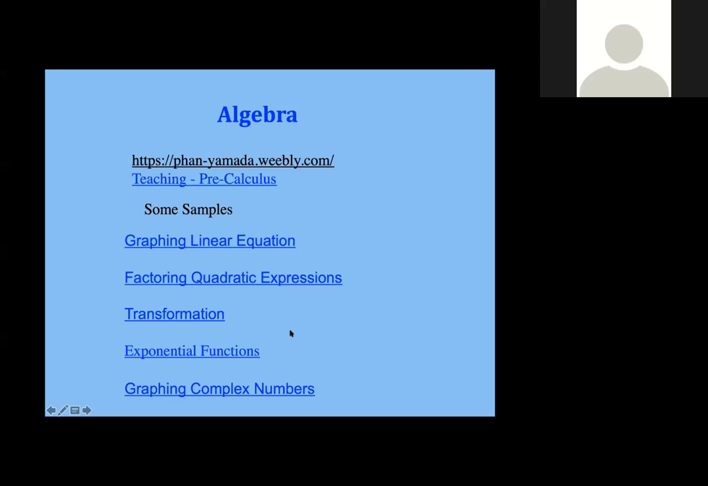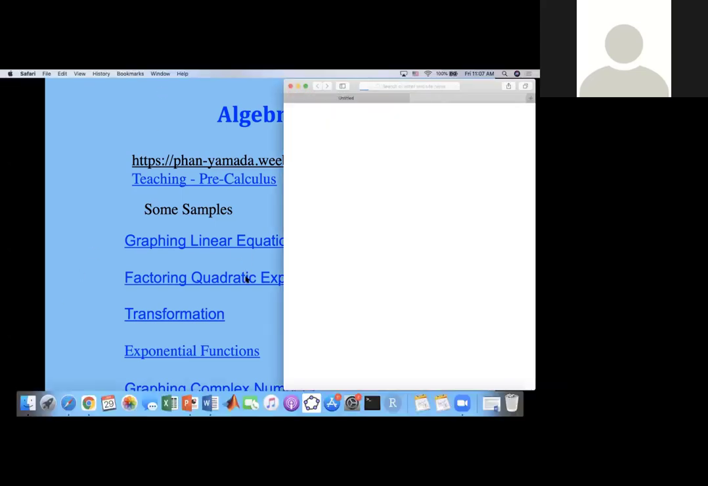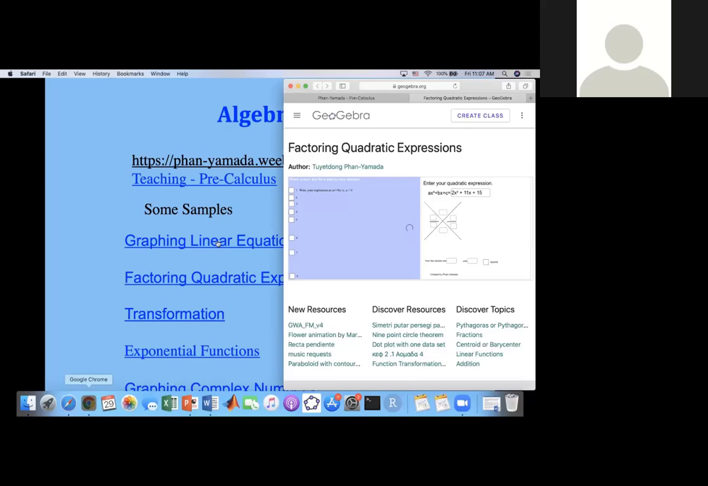So there are a lot of them like this. Something like this one here is more like a lesson plan to go with this one. So quadratic expressions, I'm gonna give you this one too. So let me see. Then I can put up this one here.